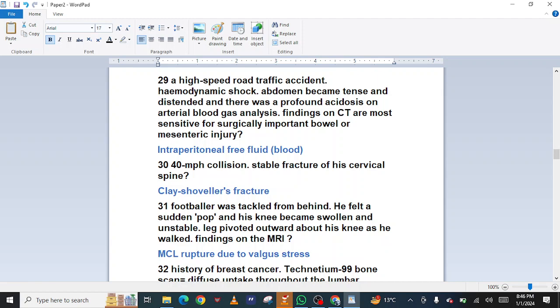30: 30-40 miles per hour collision. Stable fracture of his cervical spine. Clavicular fracture. 31: A footballer was tackled from behind. He felt a sudden pop and his knee became swollen and unstable. His leg pivoted outward about his knee as he walked. Findings on the MRI: MCL rupture due to valgus stress.